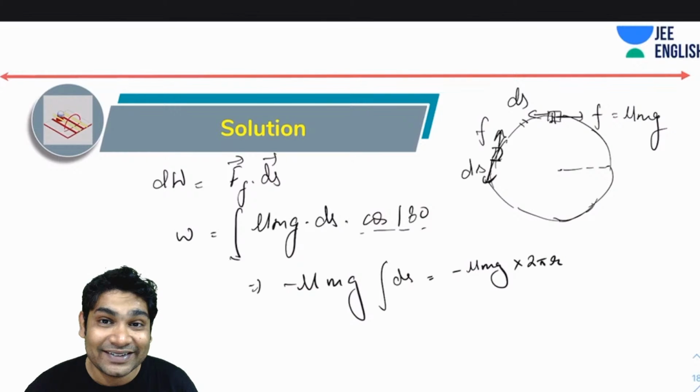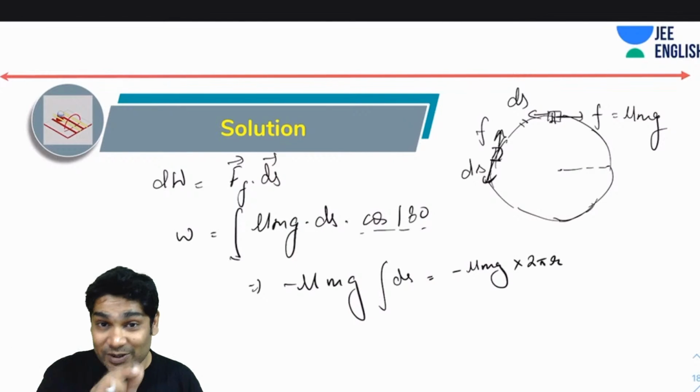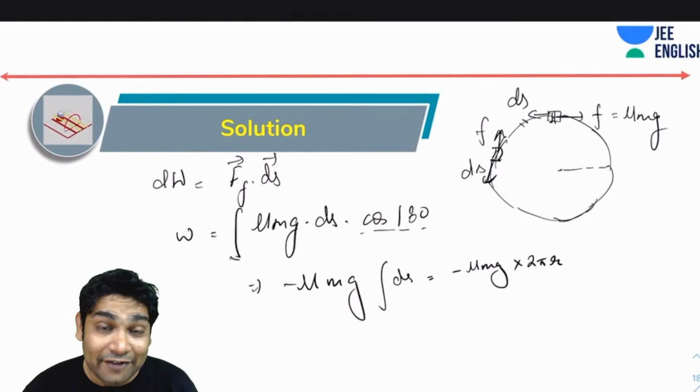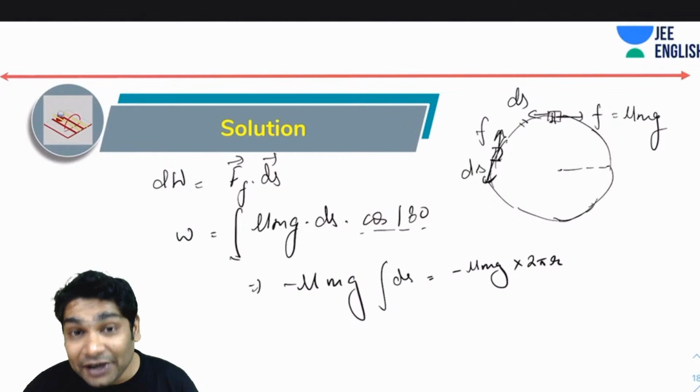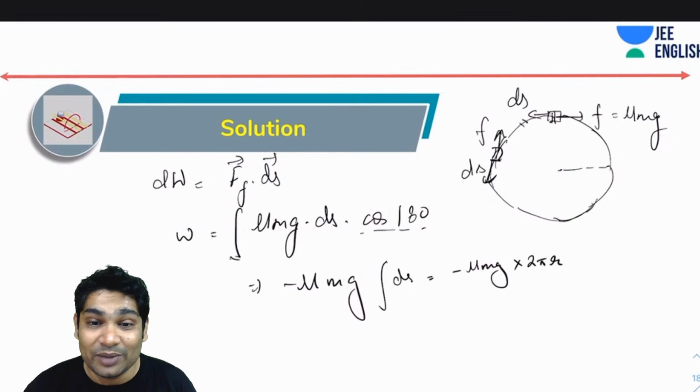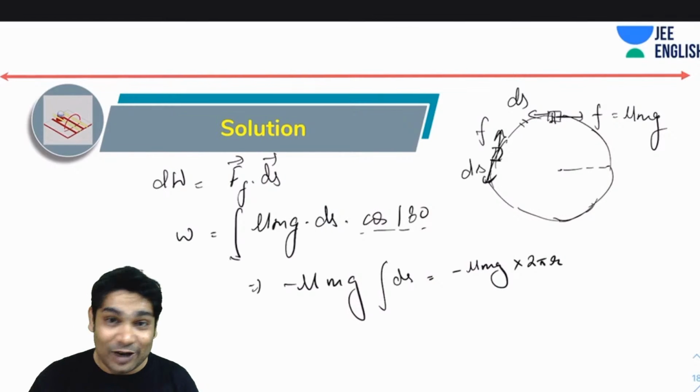Guys, did you follow this? What we did and how we found the work done by friction? See, every time for any small displacement ds, the angle between F and S is going to be 180 always. Similarly, the magnitude of F is always going to be mu mg. Good. So that is how you solve it.